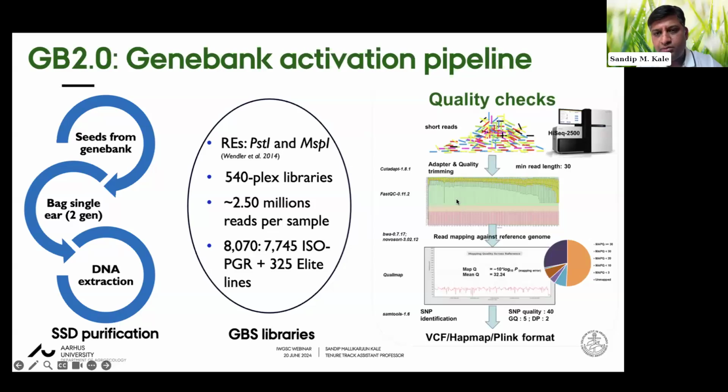And then we used openly available software for identifying the SNPs. For this, we first removed the adapters and low quality bases from the short reads, and then the reads were mapped against the reference sequence of Chinese Spring and used for SNP identification.